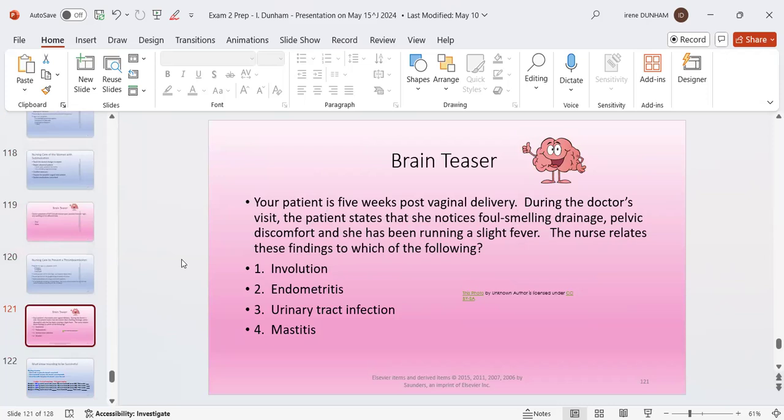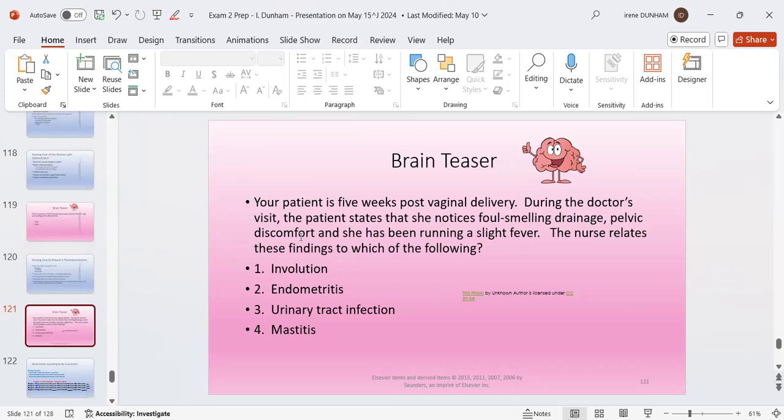Now let's go back up and take this question apart. First of all, she's post-vaginal delivery. Then she notices a foul-smelling drainage. With a UTI, you don't get drainage. And foul-smelling tells you there's some kind of infection.